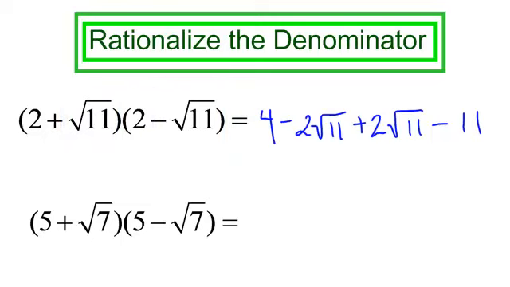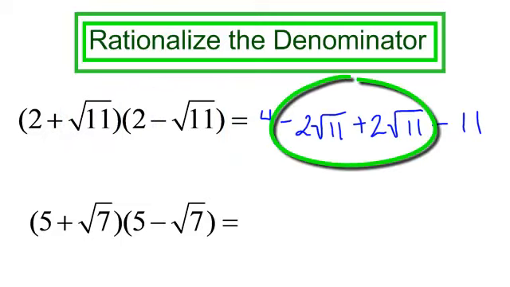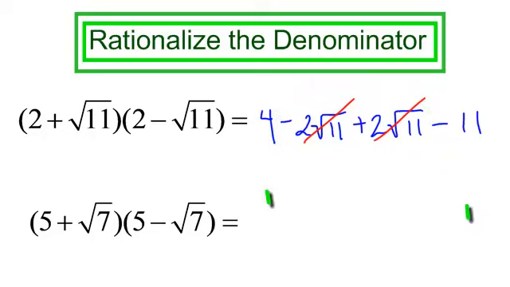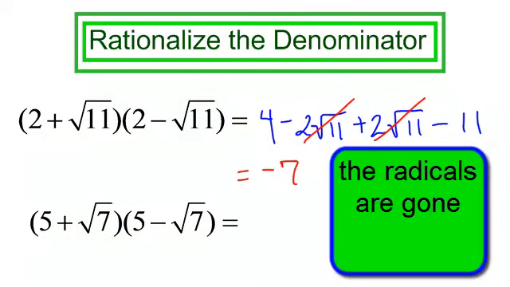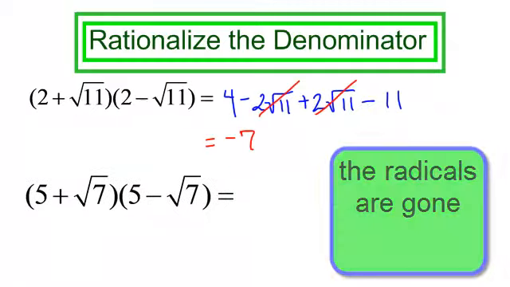We have some like terms, folks. Negative 2 radical 11 and a positive 2 radical 11, they will cancel out. Positive 4 and a negative 11, we're just adding or subtracting. In this case, subtracting, I will get negative 7. No radicals.